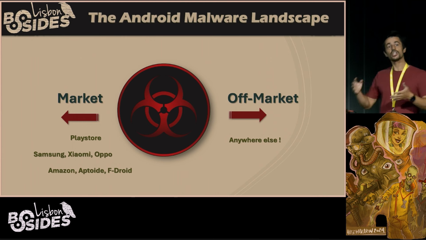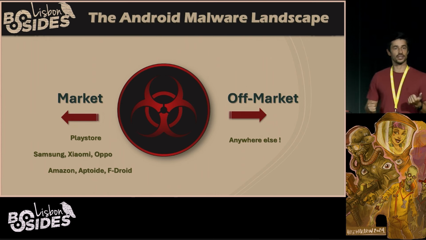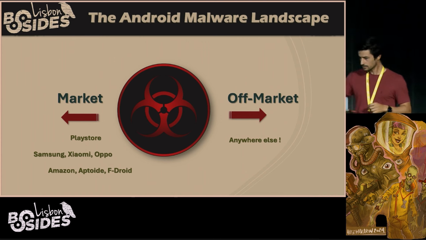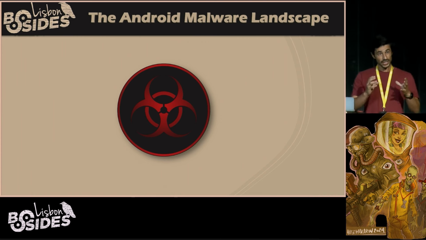Basically, on the operation side, what they do is abuse services. Accessibility services, notification listener, even root access to spy on you or to collect financial information and data that they can use. Now, let's see what the market malware looks like.